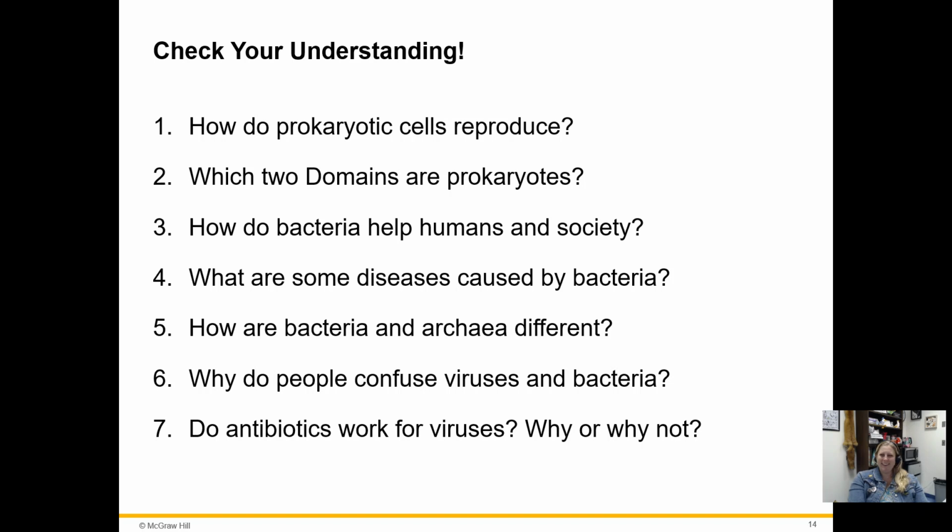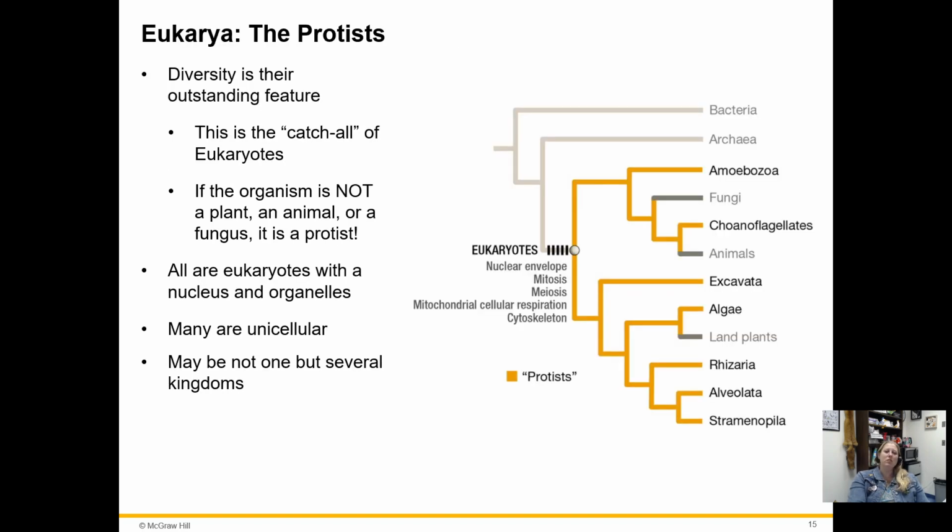Okay, all right, ready? Protists. Protists are awesome. Protists are the junk drawer of eukaryotes. So they all have a nucleus. They all have membrane-bound organelles, but we don't really know where they belong. So it's what we call the catch-all, and it's a classification of not fitting somewhere else. So if the organism is not a plant, an animal, or a fungus, it is considered a protist.